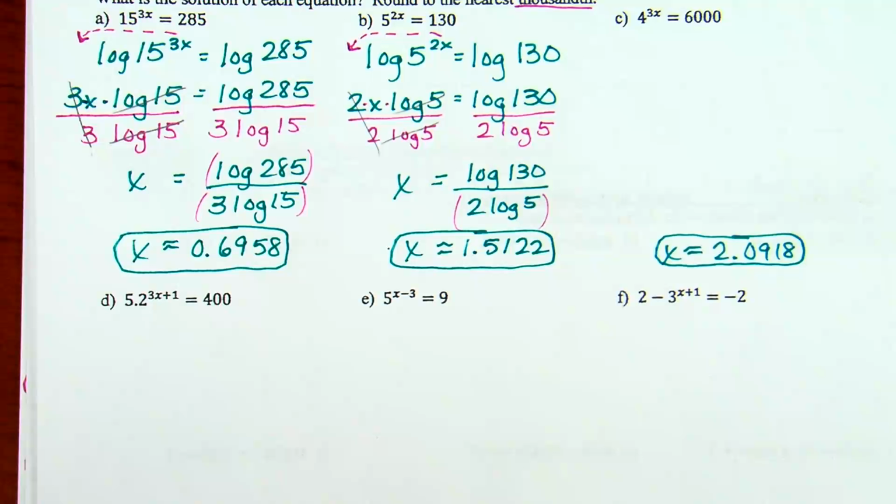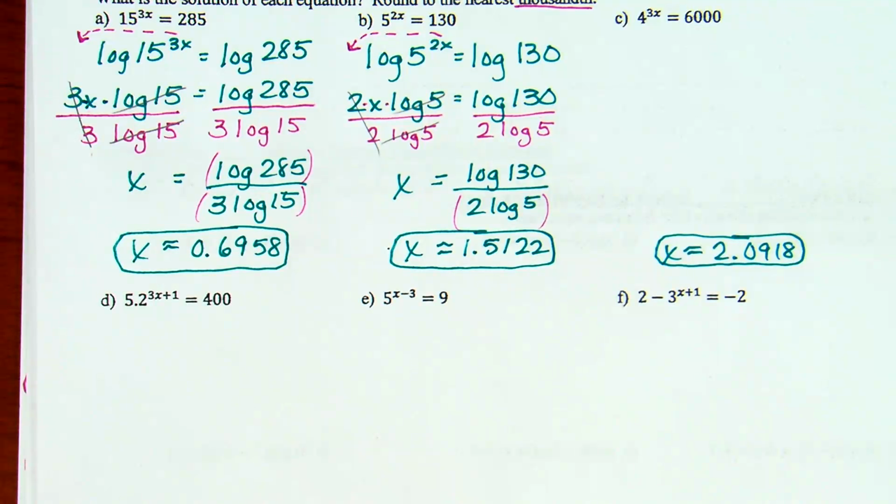D, 5.2 to the 3x plus 1 equals 400. Can I use my gold paper? Part of me says no, because it's in this section. But really the answer is no, because 5.2 and 400, it's not going to happen. Here's the deal. As soon as you see a decimal in the base, don't even think gold paper. It's not going to work.